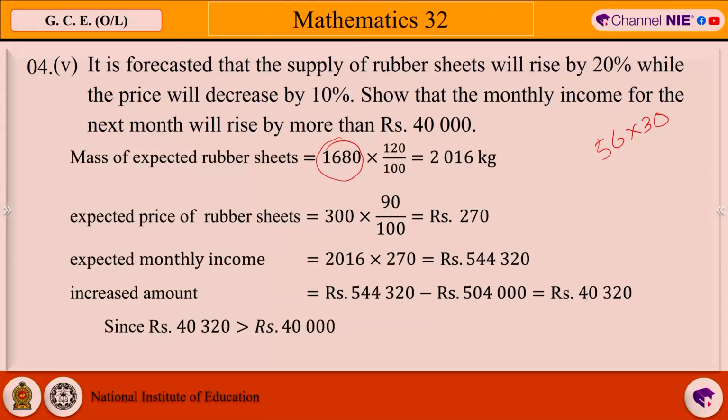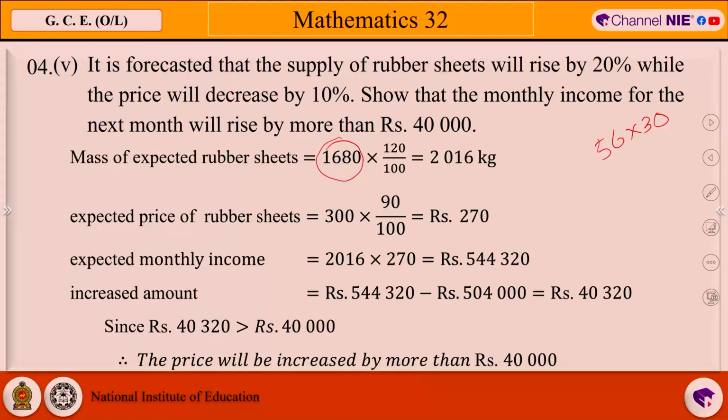Now, we know that this is greater than 40,000 rupees. So, you can finalize the answer by giving the price will be increased by more than 40,000 rupees. You have to compare this. Okay. So, for that you will get the marks 1, 2 for this. So, for the fourth question also you got 10 marks, and that is the end of part A.